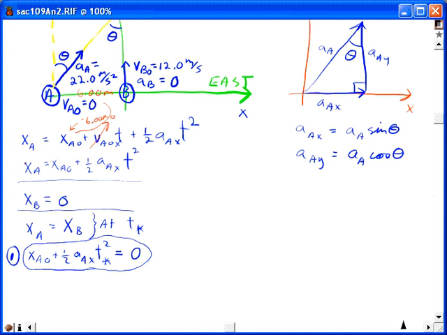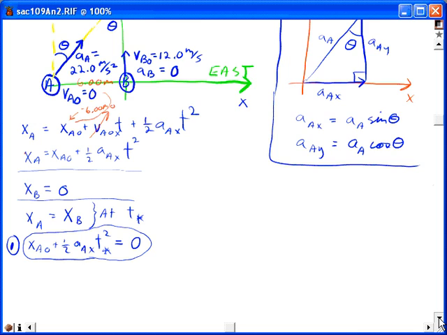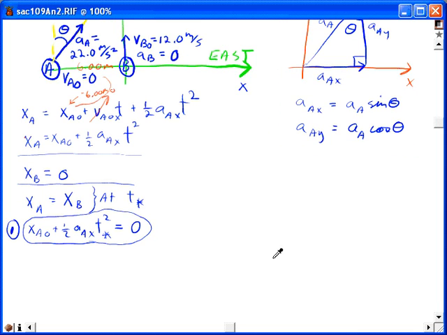Now let's look at the y motion for a little while. Let's see if we can do the same exact thing for the y motion. That was our vector component diagram. Actually, I'm going to back up just a little bit. I'll replace that a_Ax with a_A sine theta. We'll get that sine of theta into the problem.